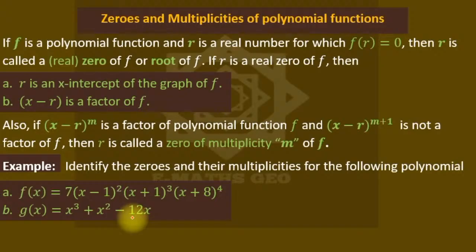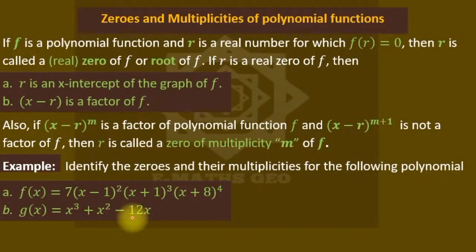Also, if r is a real zero of f, then it must be an x-intercept, that is, it must cut the x-axis. And also, x minus r is a factor of f. So once we have r as the real zero or the root, then r must intercept the x-axis, and also x minus r is a factor of f. So we look at this.